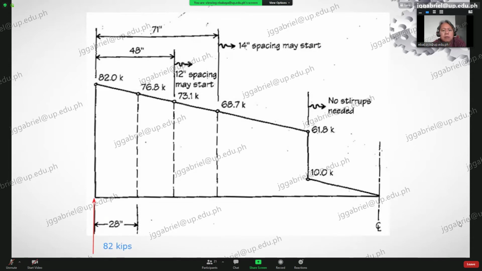Okay, so far, do you have any question? Did you get it? How this 82 kips was derived or was computed? At kung paano itong shear diagram na to? Okay, for these details, maya-maya, kikita nyo. So actually, ito na yung result nung computing for the region where you have no stirrups, and then computing for the maximum spacing, etc.